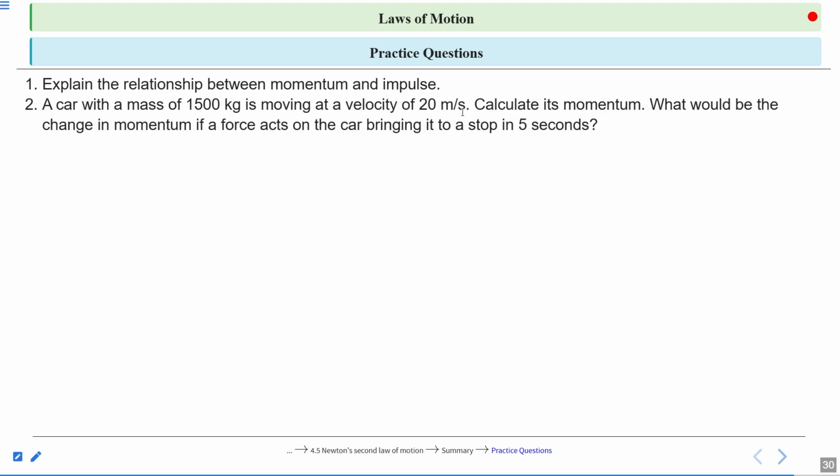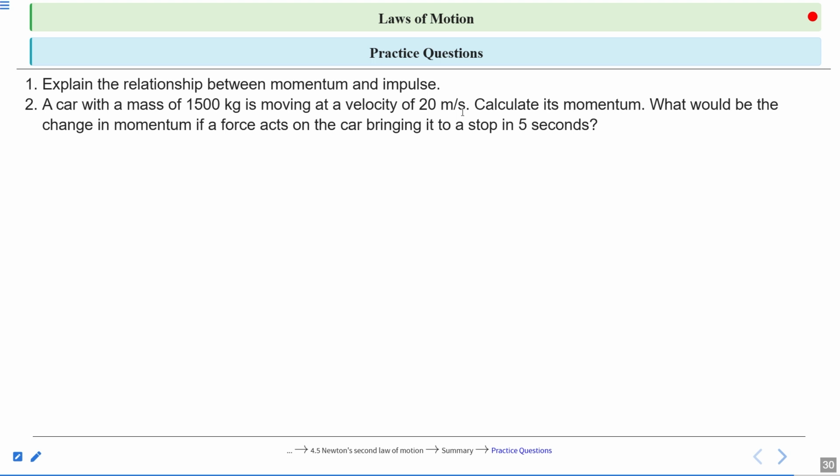Second question is, a car with a mass of 1500 kg is moving at a velocity of 20 meter per second. Calculate its momentum. So here we have to find out the momentum. We know the formula of momentum, mass into velocity. Just substitute the value of mass, that is 1500 kg, and the velocity 20 meter per second, and from the product you will get the momentum.